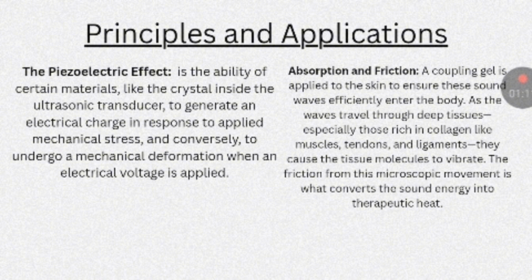Next is how does absorption and friction play its role? The coupling gel is applied to the skin to ensure these sound waves efficiently enter the body. As the waves travel through the deep tissues, especially those rich in collagen like muscles, tendons, ligaments, they cause the tissue molecules to vibrate. The friction from this microscopic movement is what converts the sound energy into therapeutic heat.